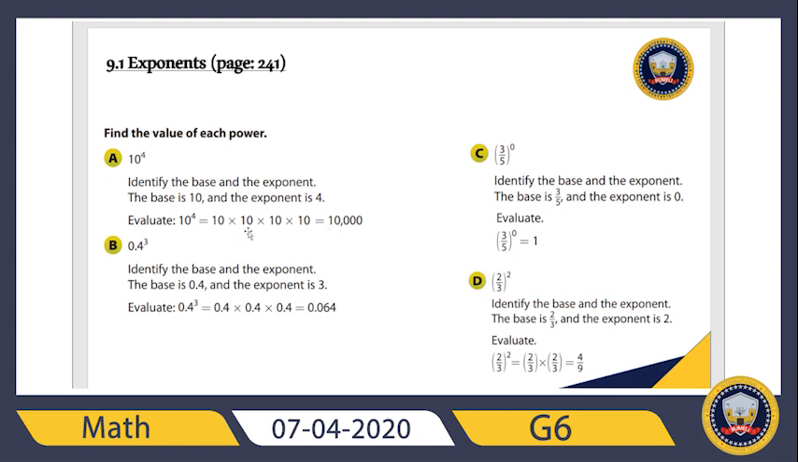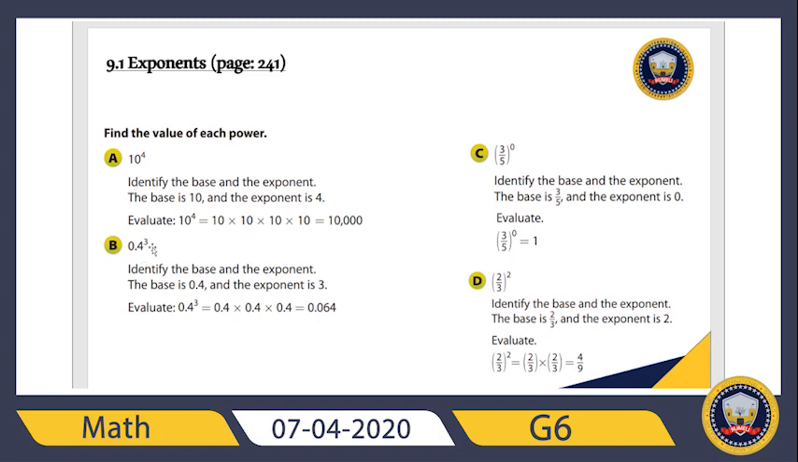And now you make your multiplication as usual. 10 times 10 is 100. Multiplied by 10, that's 1000. Multiplied by 10, this is 10,000. All right, so 10 to the power of 4 is equal to 10,000. Great. Let's go to B.